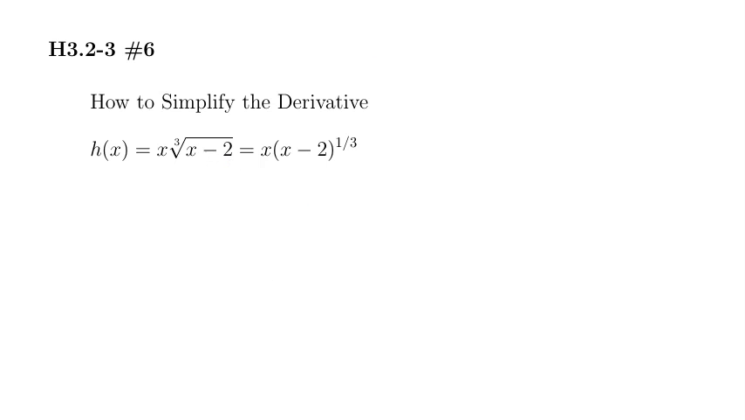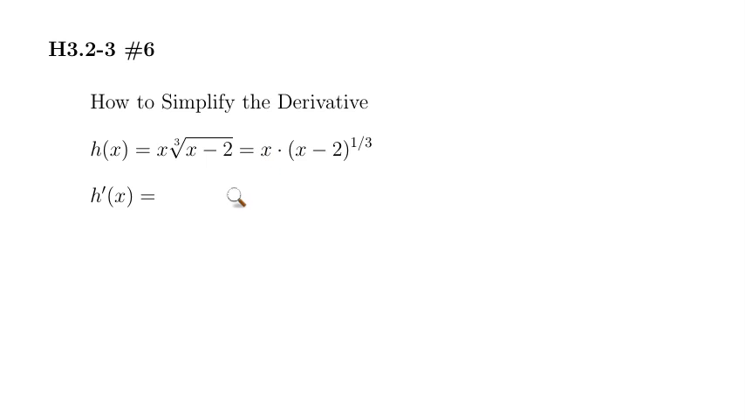And maybe I'll put a multiplication sign here to exaggerate the multiplication. So this is a multiplication, and we want to use the product rule to take the derivative. So let's do that. h prime of x is equal to... remember how to take the derivative using the product rule.